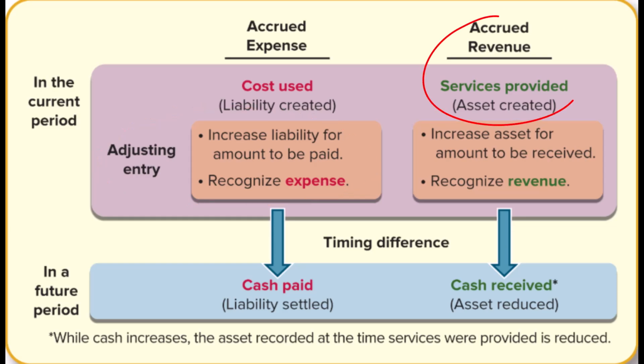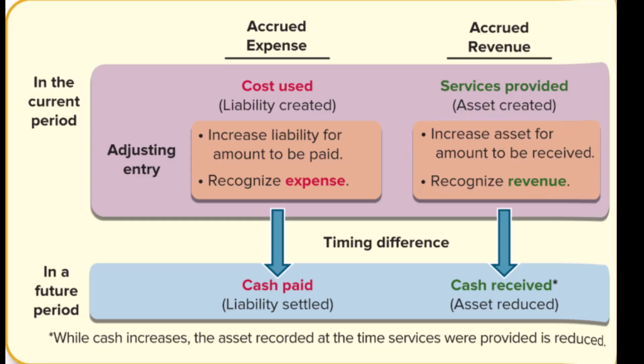Finally, we have accrued revenues. This happens when a company provides goods or services and therefore has a right to receive cash, but the cash won't be received until a future period. The adjusting entry is needed in the current period to record the asset and account receivable and to recognize the revenue that has been earned.